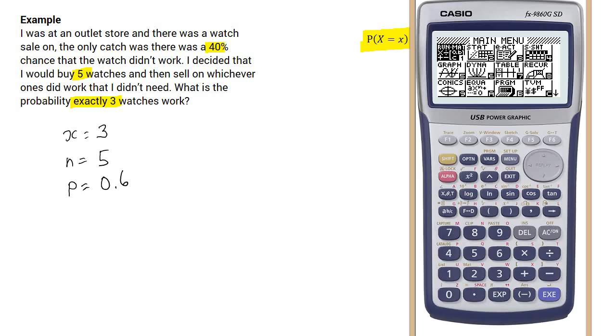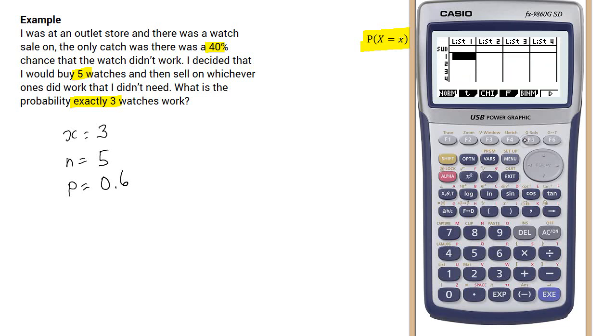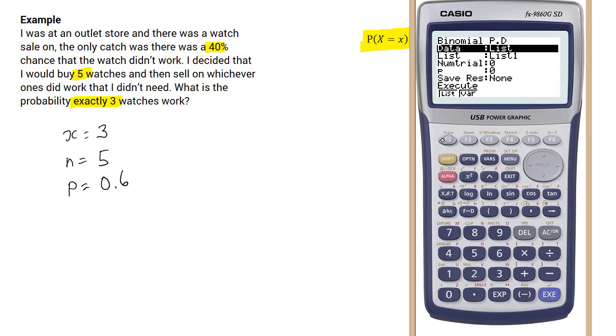Now, if we grab up our calculator, we want to go into Stats, Distributions, and this is a binomial distribution because we've got a fixed number of trials, we've got 5 watches we're buying, and we've got a constant probability of 60% chance that it's working. So we go into binomial, which is F5, and then we go into BPD. Now we'll just focus on BPD for today. We use this when we have an exact number that we're after, and we want exactly 3 of the watches to work, so we use BPD.